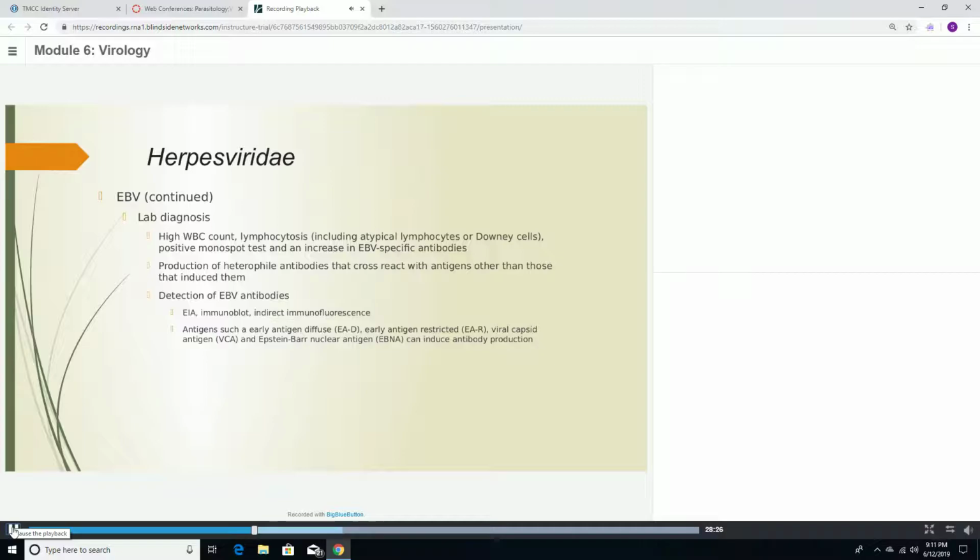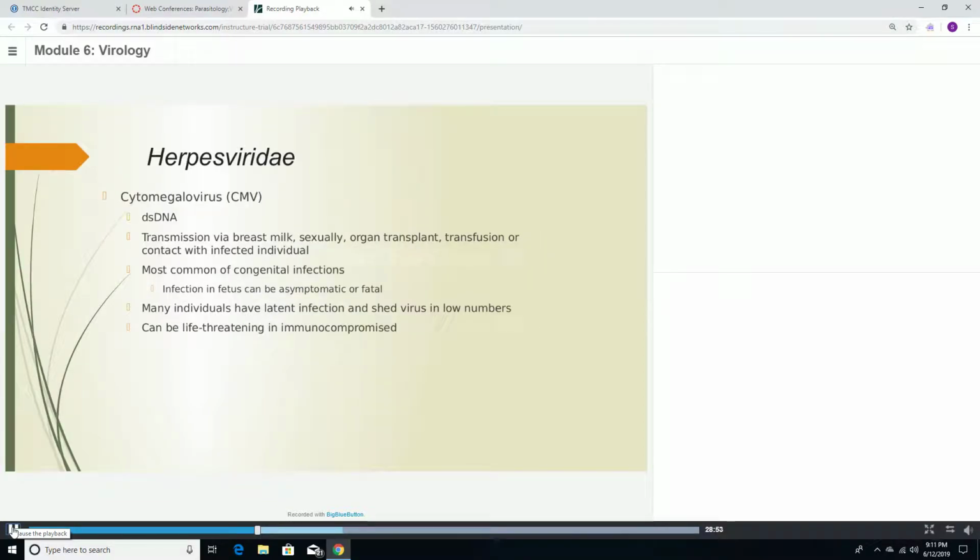We could also do a monospot test. Again, this is where we're going to do our latex agglutination reactions to see if we have EBV specific antibodies. We could also see a production of heterophile antibodies that cross-react with antigens other than those induced to them. And then we could do enzyme immunoassays, immunoblots, fluorescent techniques. So again, we'll just take a blood sample, send it to a lab that are going to do all these techniques on a machine.